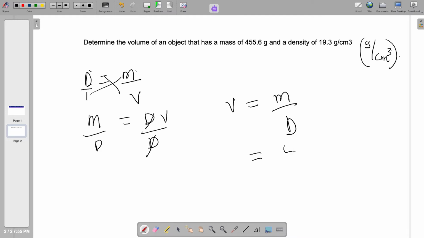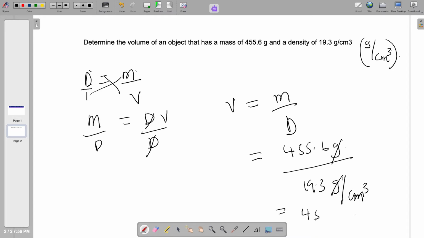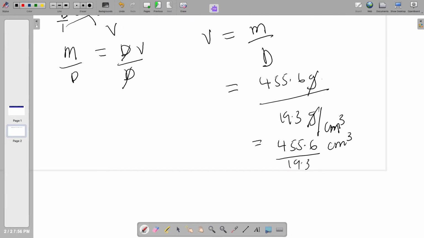Our mass is 455.6 grams, and our density is 19.3 grams per cubic centimeters. Remember when they say per, that means divided by something. So grams divided by cubic centimeters. Once you divide grams by cubic centimeters, the cubic centimeters is going to be at the bottom. So the grams here will cancel grams, and then the cubic centimeters will move up. Basically, what we're going to get is 455.6 over 19.3, and then the cubic centimeters will be on top, like that.